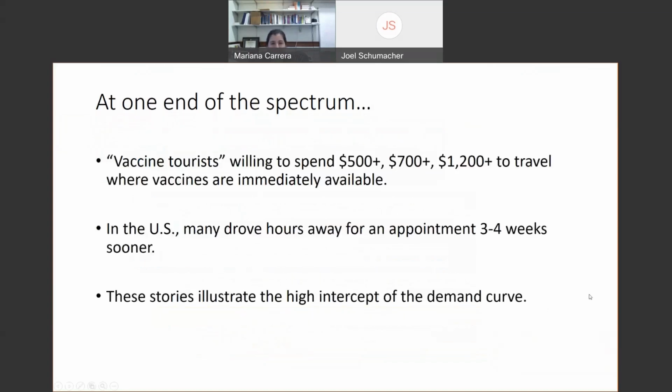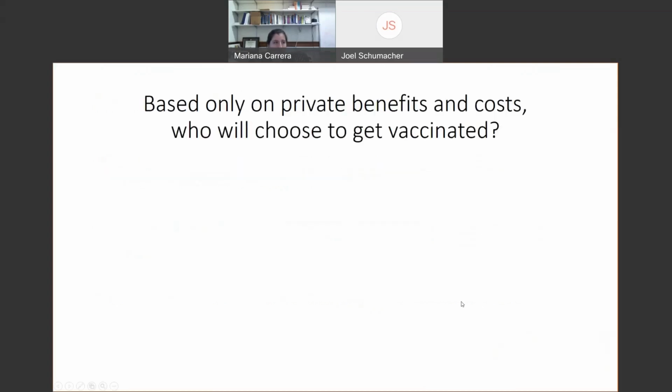So these vaccine tourists are at one end of the spectrum. They're willing to spend high amounts of money to get to a vaccination. And in the US, thankfully, we didn't have to pay out of pocket for our vaccinations, but many people did drive hours away to be able to get vaccinated sooner when appointments were hard to find in their hometown. So these stories illustrate one intercept of the demand curve where people are willing to pay quite a bit.